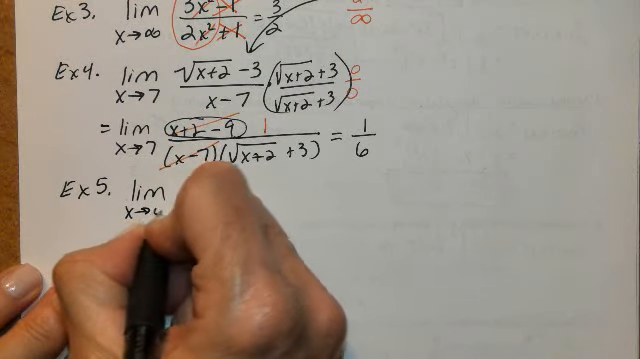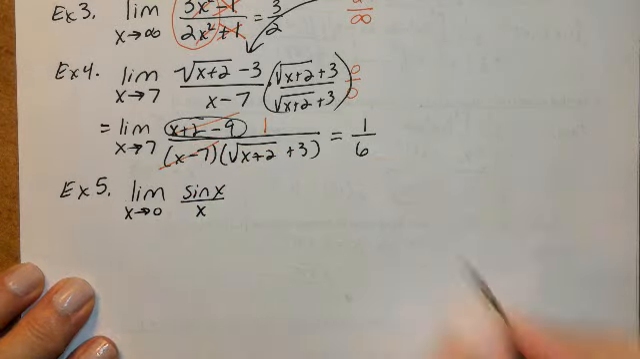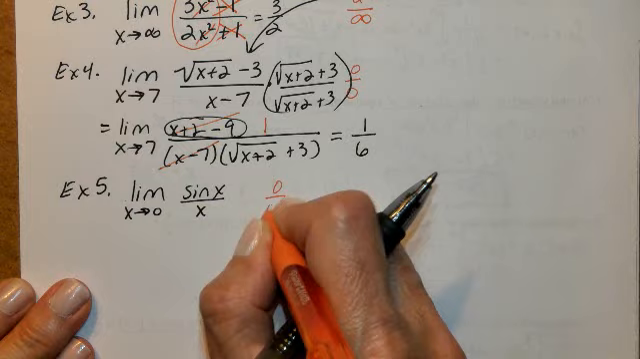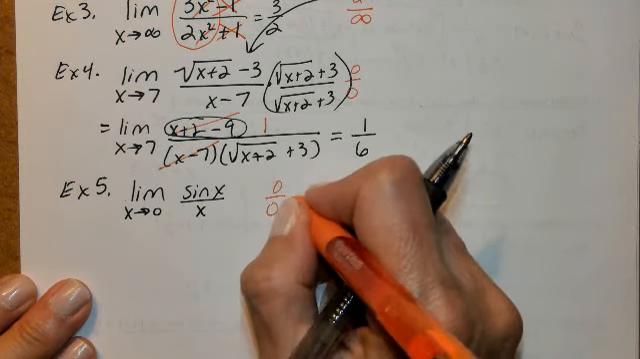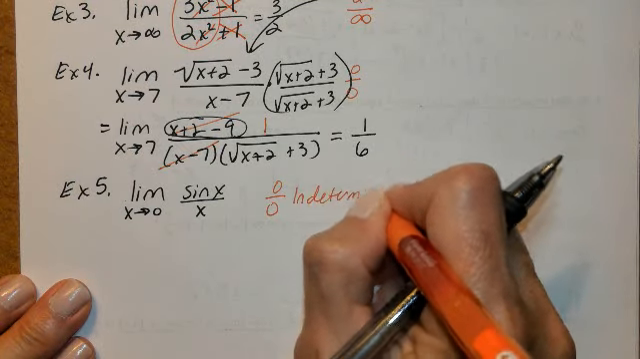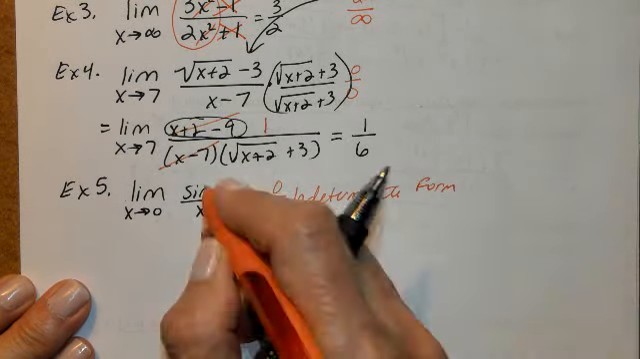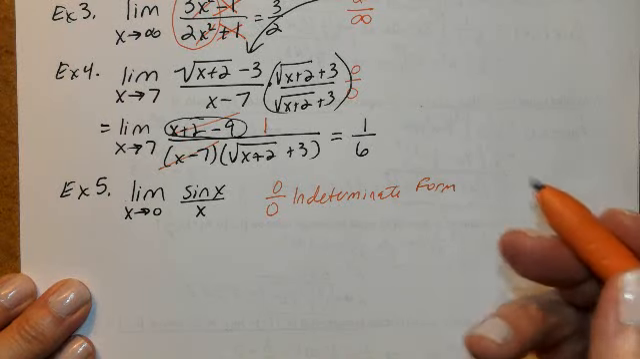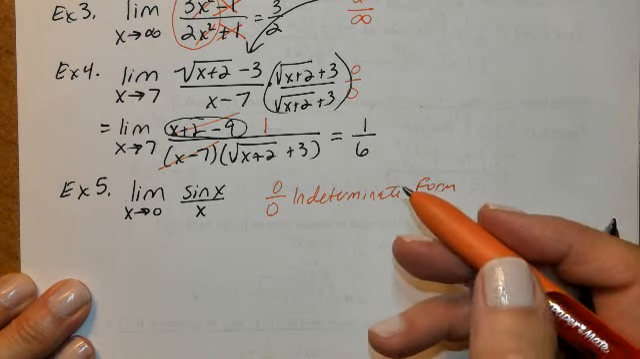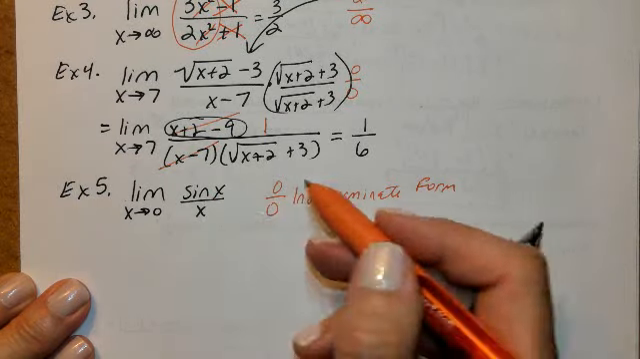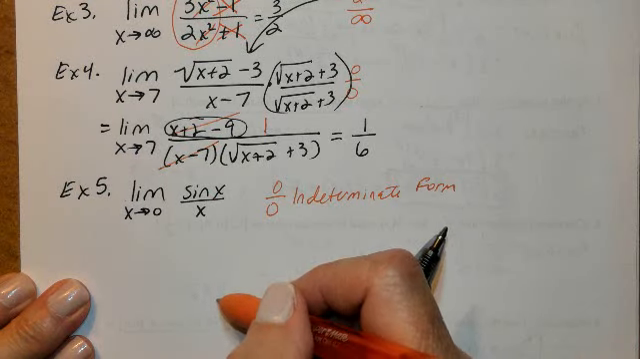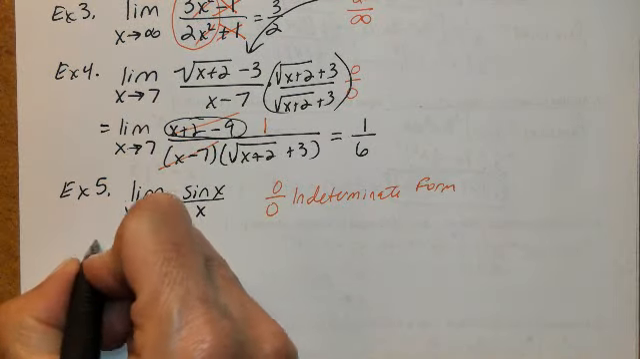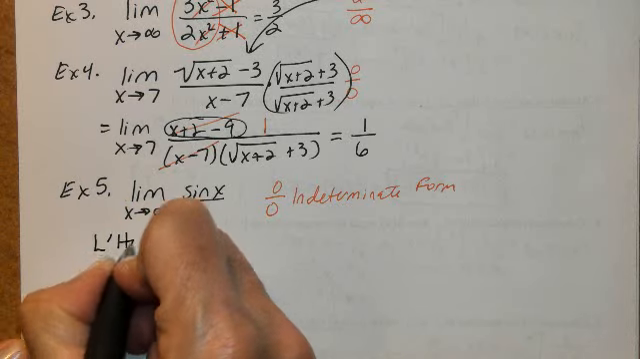Okay, what about this one? Limit as x approaches 0 of sine x over x. If you just plug in 0, sine of 0 is 0. 0 over 0. So we get this indeterminate form. And what would we do to manipulate this? We're not going to multiply by a conjugate. We're not going to factor. What would we do? Use some trig identities, maybe? This is a great one to use L'Hopital's on. All right? So let's state L'Hopital's.